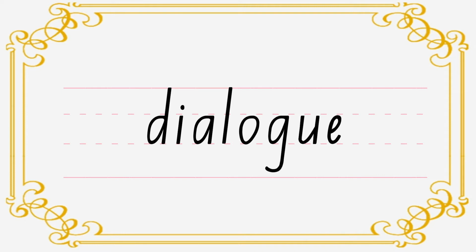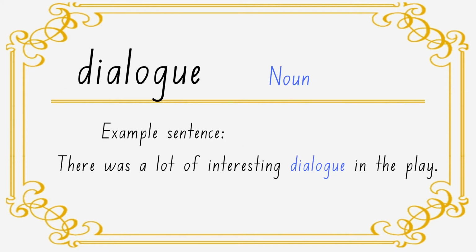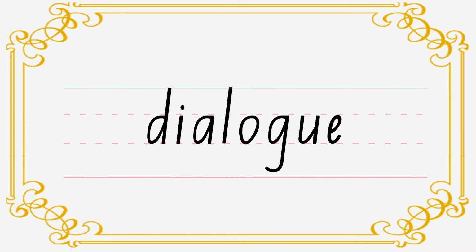Dialogue is a noun, and it's a conversation between two or more people. For the spelling of dialogue, it starts with the prefix dia, then is followed by L-O-G-U-E for log. Be careful of the U and the E at the end of the word because they aren't pronounced. D-I-A-L-O-G-U-E spells dialogue.